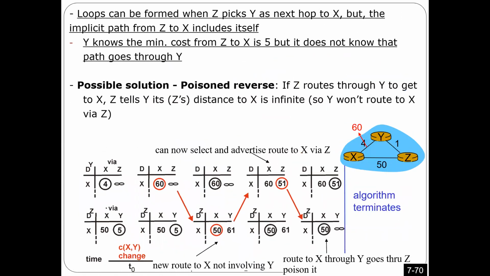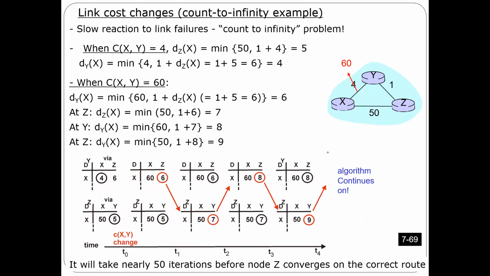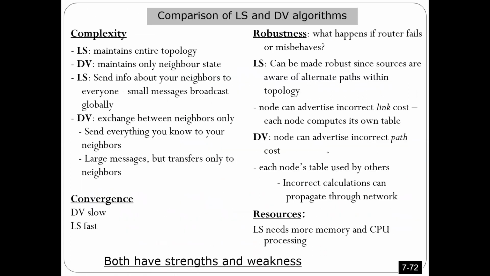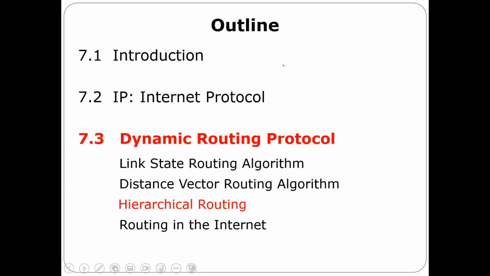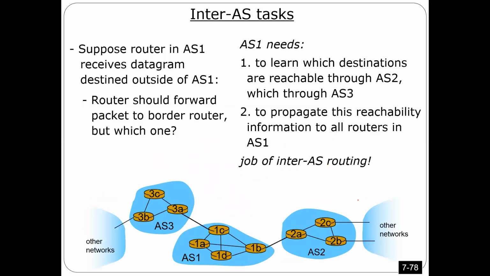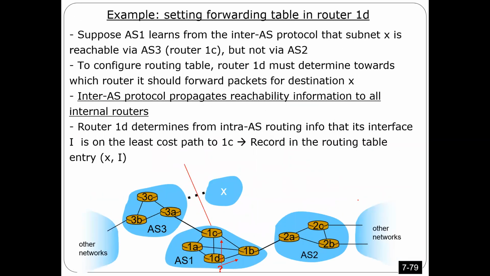You should understand the count to infinity problem: what this problem is, what the reason for it is, and how we can fix it. Also, the comparison is very important. That's all we need in this chapter. So this part is not going to be in the exam. You don't need anything after this one. Hierarchical routing, even what I explained to you before, you don't need it. Any questions?